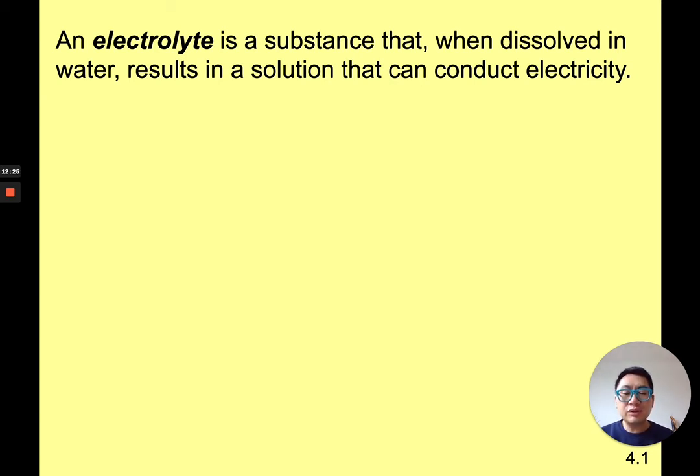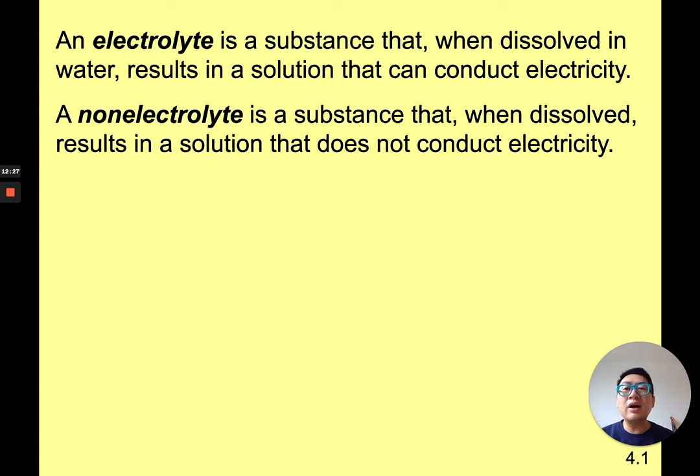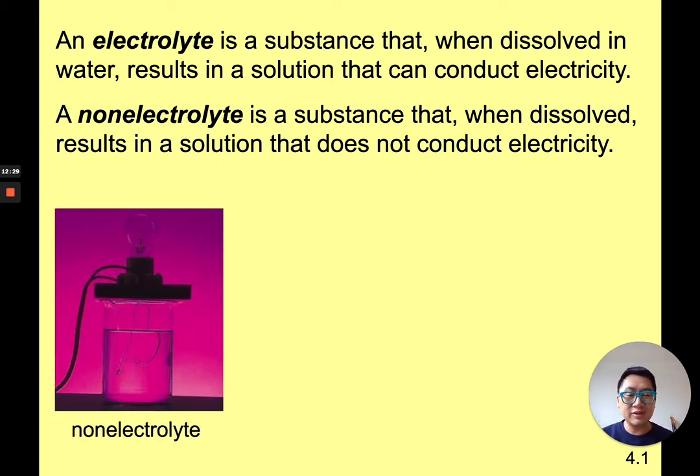So there are electrolytes. There are two types. Well, actually, I shouldn't say there's two types. There's either an electrolyte or there's a non-electrolyte. A non-electrolyte is something that, when dissolved, results in something that does not conduct electricity. So something that does not conduct electricity in water is a non-electrolyte. What's a non-electrolyte? Technically, if you had pure water and just sugar, they would be non-electrolytes.